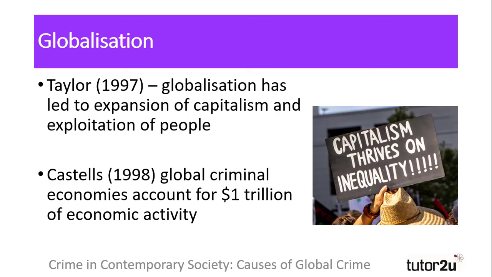If we can make a comparison, the UK's gross domestic product in 2019 was £2.1 trillion, or $2.8 trillion, and this shows us the scale of global crime.